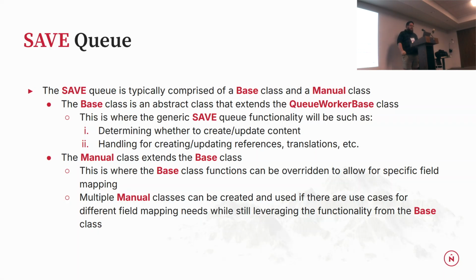The manual is where we have very specific field mapping. So in that, again, multiple manual classes can be created. So if you have, say, two different kinds of things you need to do on the get, the two manuals on the get, you would have a manual save that is kind of its counterpart, right?